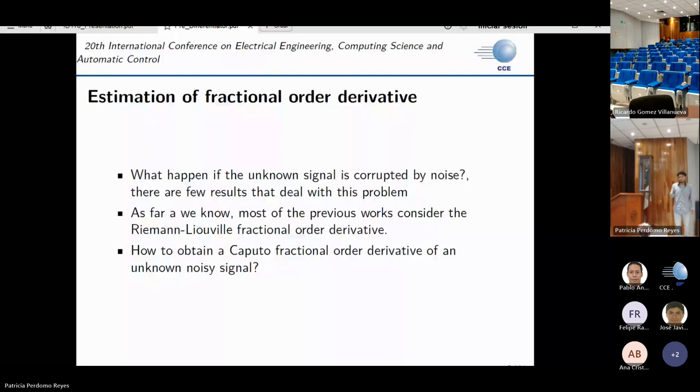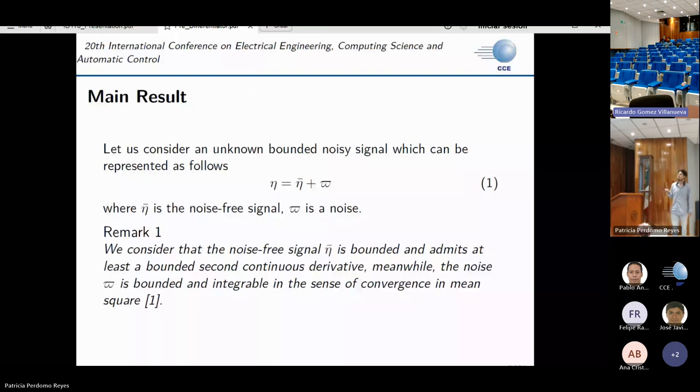And so the question is how to obtain a fractional order derivative in Caputo sense for a noisy signal. This is the main objective of this talk. So let us consider an unbounded signal, which is represented by eta bar plus phi bar. Eta is a noise-free signal, and phi bar is a noise. We have a necessary remark. The noise-free signal is bounded and admits a bounded second continuous derivative. Meanwhile, the noise phi bar is bounded and integrable in the sense of convergence in mean square.